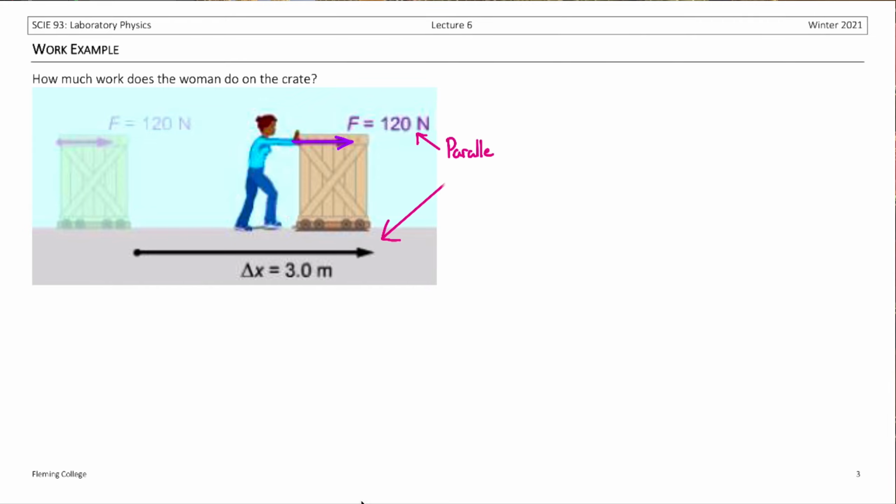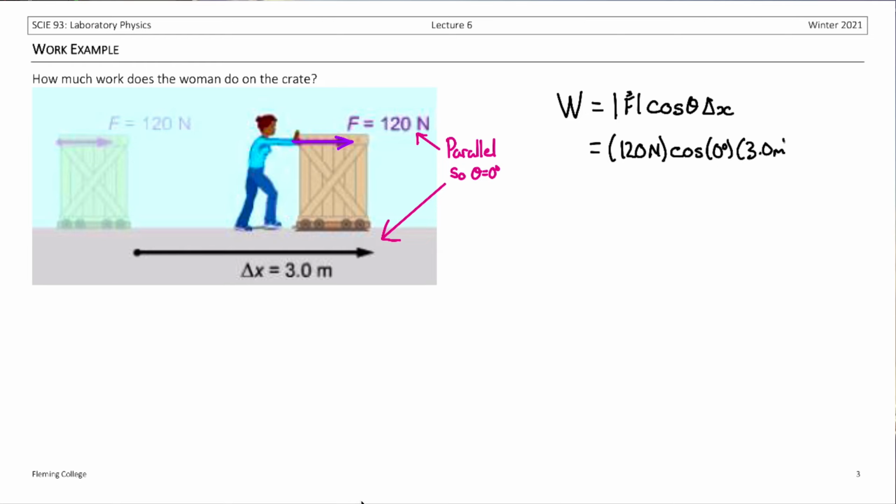So with a parallel application, we take theta equal to 0, and we can switch to calculating that our work is equal to the magnitude of the force applied multiplied by the cos of theta multiplied by delta x, and we could substitute our known values, and we would get a work equal to 360 Newton meters. This is the amount of work the woman does on the crate.